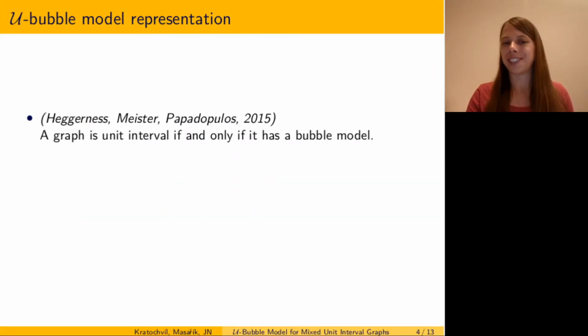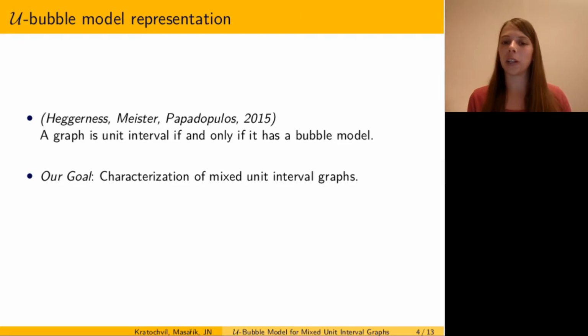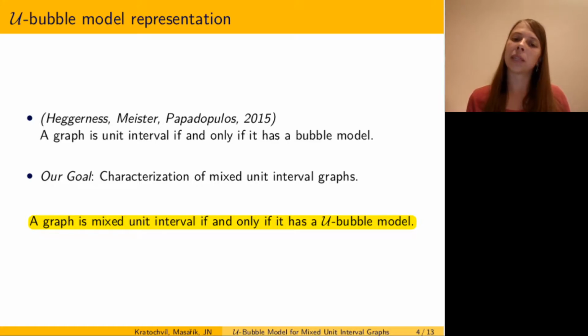There are lots of characterizations of interval and unit interval graphs. One of them is a matrix-like representation by Hegernes, Meister, and Papadopoulos called bubble model. A similar notion was independently discovered earlier by Lozin. He called it a canonical partition. And we generalized this notion for mixed unit interval graphs, and we obtain a similar characterization: a graph is mixed unit interval if and only if it has a U-bubble model.